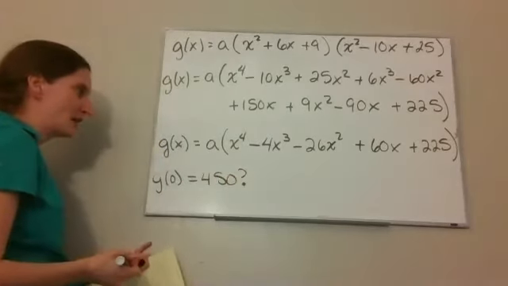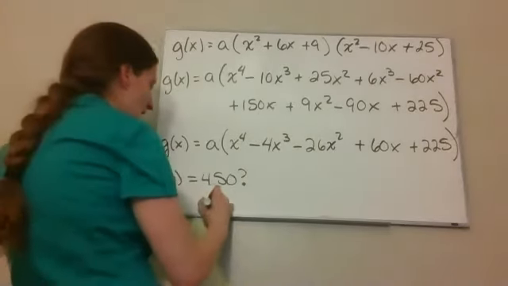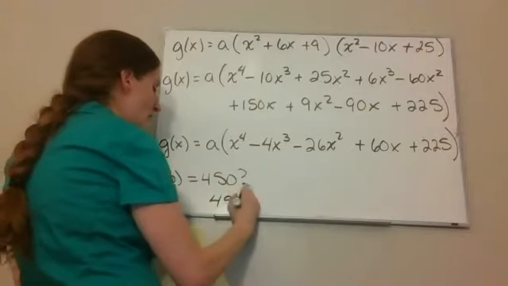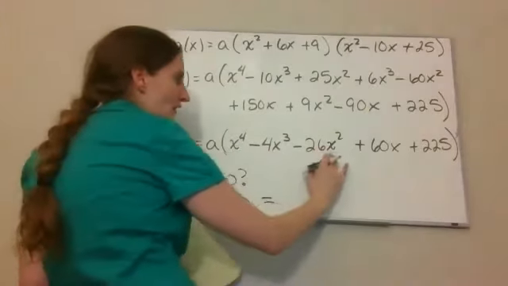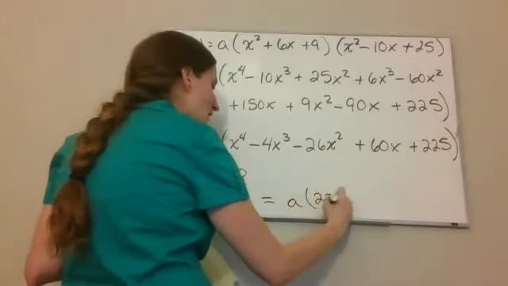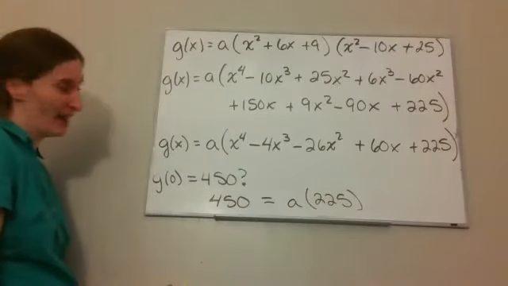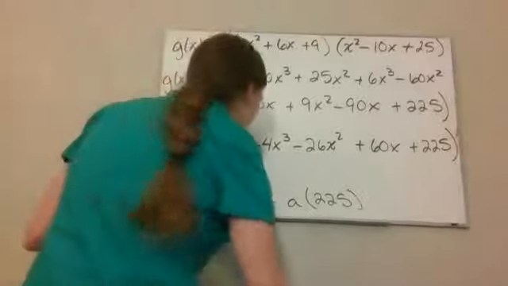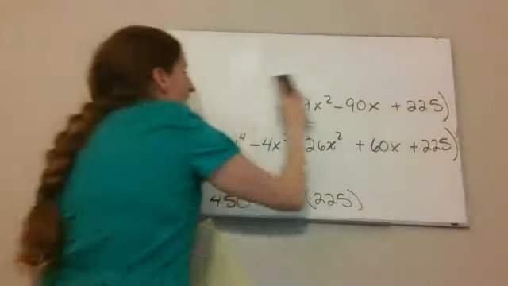Well, what happens if I plug a 0 in for all of my x's? I'm supposed to get 450 for my g of x. When I plug 0 in for all of these x's, everything disappears except for my a and 225. Now I can figure out what a is supposed to be. If I divide both sides by 225, I get that a is 2.